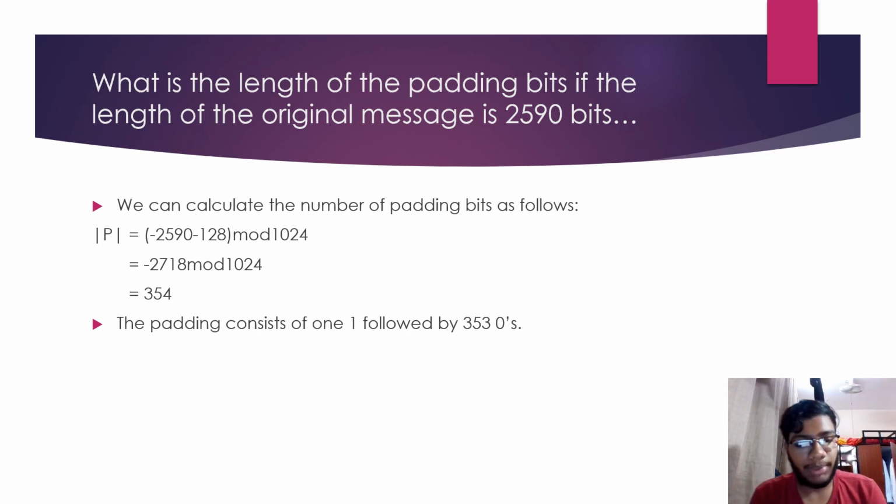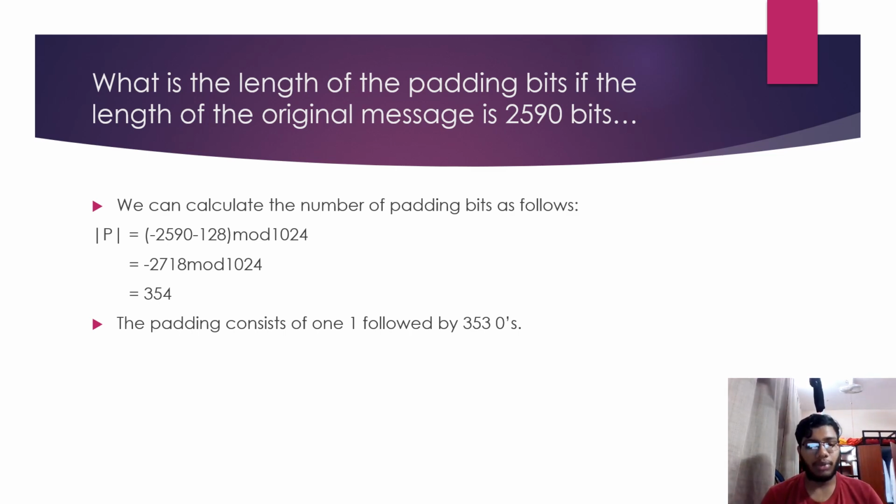Here we take a simple example. Assume the original message is 2590 bits, and we want to find the size of the pad. Here we usually have three components. The last component will be 128 bits to denote the length, and here I have my original message.